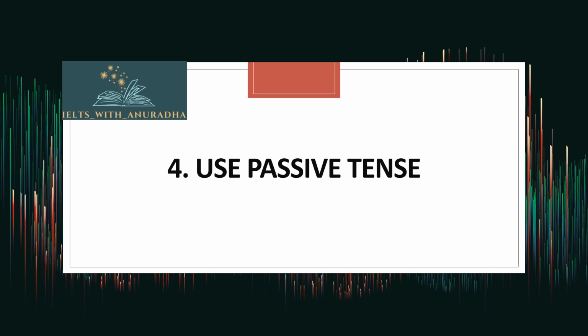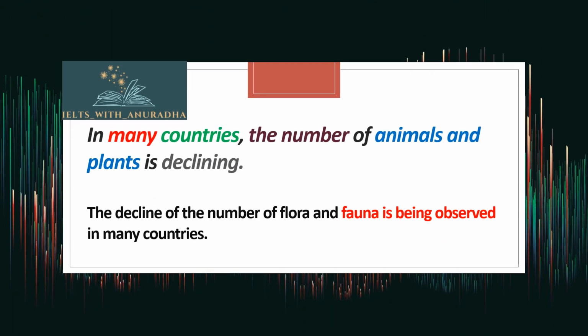The next technique is called use passive tense. It means change the sentence from active to passive or vice versa to make the sentence more varied. Like in this way, the decline of the number of flora and fauna is being observed in many countries. So in this sentence, we have applied the passive present continuous tense.